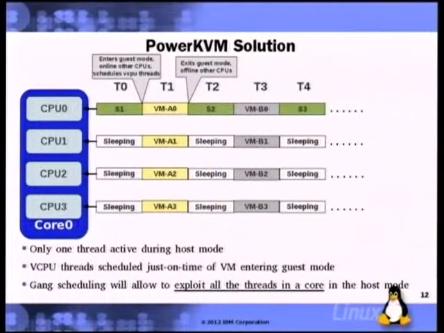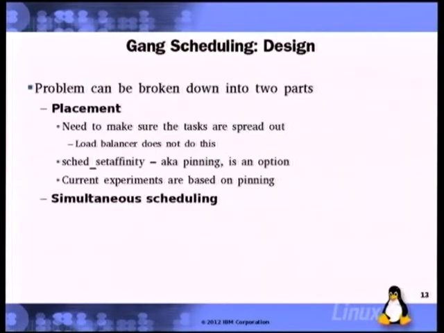Whenever they're exiting, we need to make sure that the other threads are offline and only one thread is working. So during the guest mode, we are able to exploit all the CPU threads of the core. But in host mode, we are only exploiting one thread. Gang scheduling will allow us to exploit all the threads in the core in host mode. So with this as background of use cases, I'll dive into some design aspects of gang scheduling.